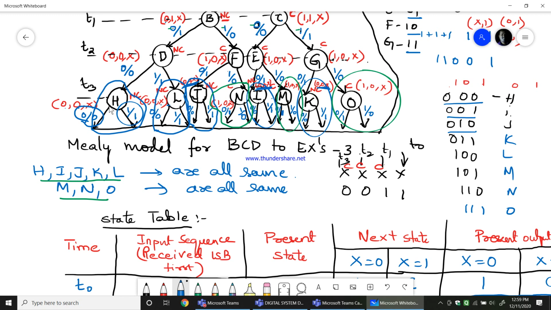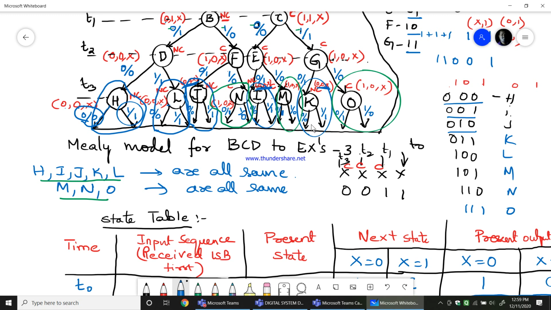See, the output at the H stage is 0, 0, 1, 1, 0, 0, 1, 1, 0, 0, 1, 1. So you take anywhere in H, I, J, K, L, when it is going back to A, the output is the same. So when you are going back to state A, you can take only H, or only I, or only J, or only K, or only L. You need not take all, because all are the same here. Understood?